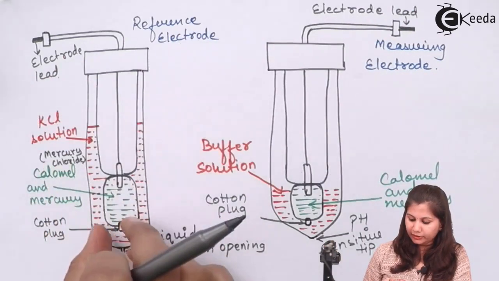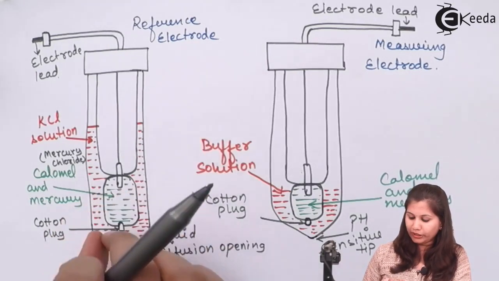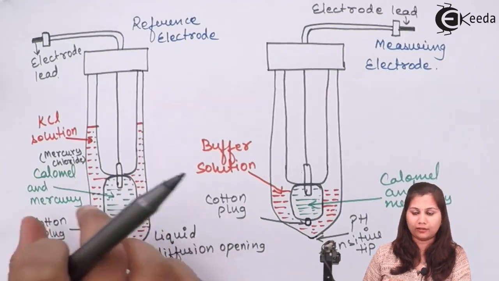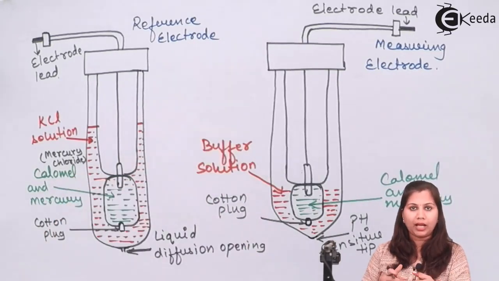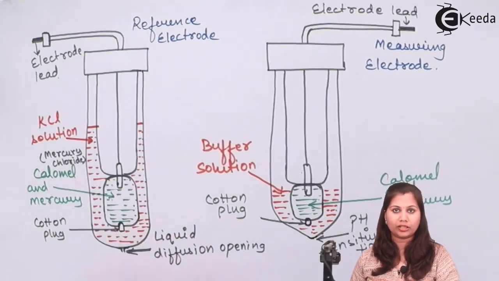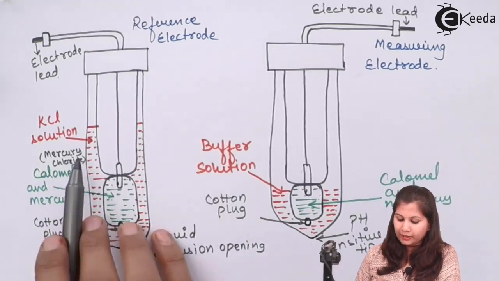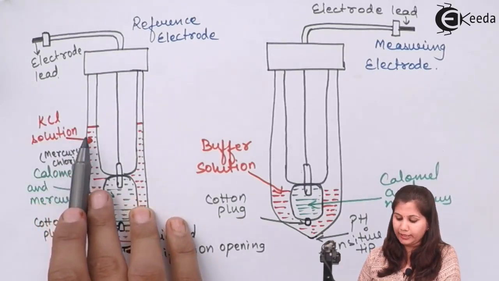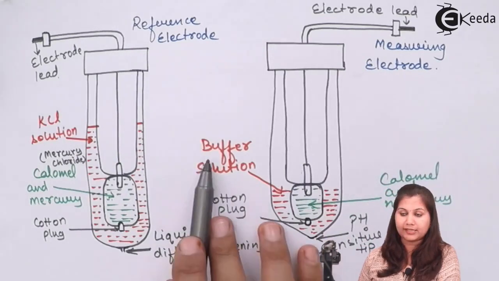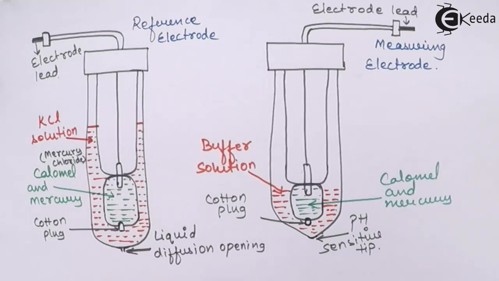Now this was the inner tube. Okay, in the reference electrode we have a cotton plug here, so that the inner solution cannot come into the outer solution. Okay, the two solutions cannot mix with each other, so here we have a cotton plug. Then the outer solution in the reference electrode is KCl, that is potassium chloride, whereas in the measuring electrode it is a buffer solution. Okay, so KCl has a constant pH.